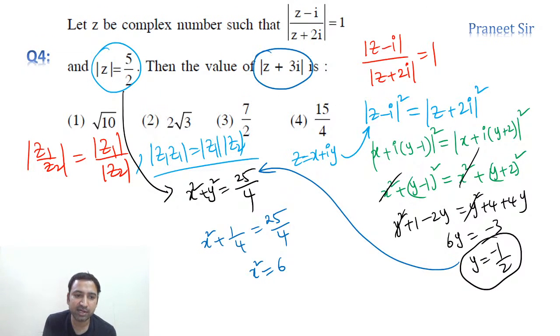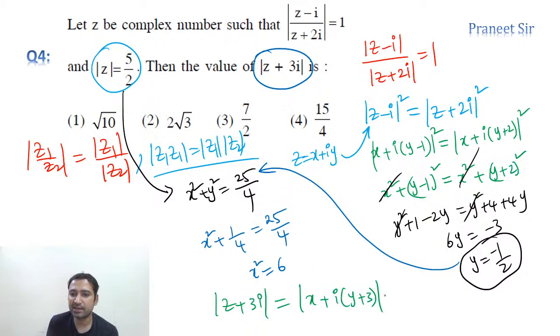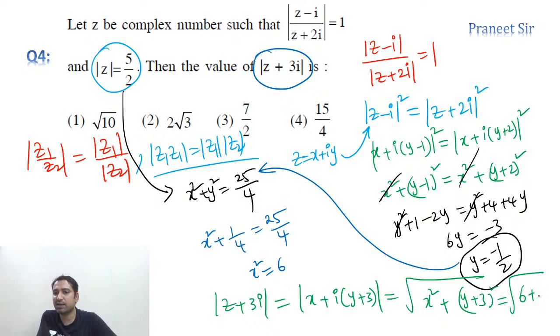Finally, we need to calculate the mod z plus 3i value. But tell me, what is mod z plus 3i, guys? Mod z plus 3i is equal to x plus i into y plus 3. Now calculate this value. This is the square root of x square plus y plus 3 whole square. So x square value we already calculated. How much? It is 6 plus y plus 3 whole square. Y plus 3 value is how much, guys? 5 by 2 whole square, that is 25 by 4. Now if you simplify this, how much do we get? Square root of 49 by 4, which is 7 by 2. Perfect. Clear? Understood now?